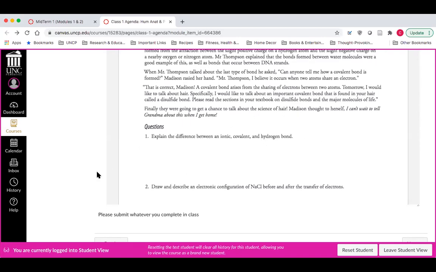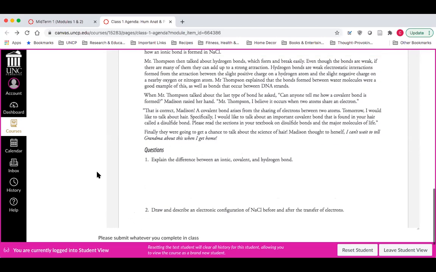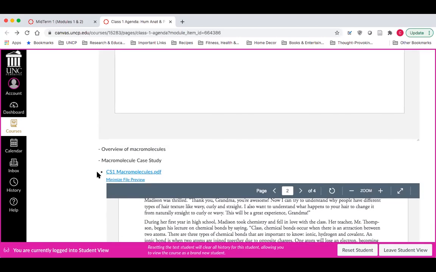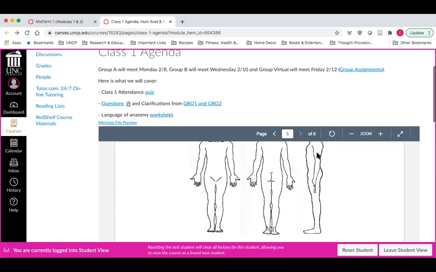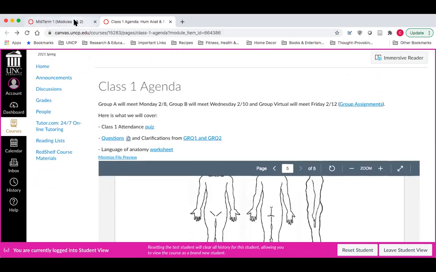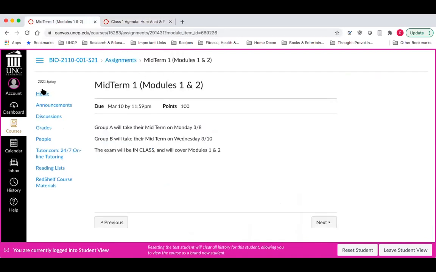And so what I would like for you to do is to put into a document, or you can take a picture if you've been handwriting, that's totally fine, what you worked on for the language of anatomy worksheet, those 2 sections. Okay, I would like you to put that and those 2 questions, and you're going to submit them as your class 1 assignment.